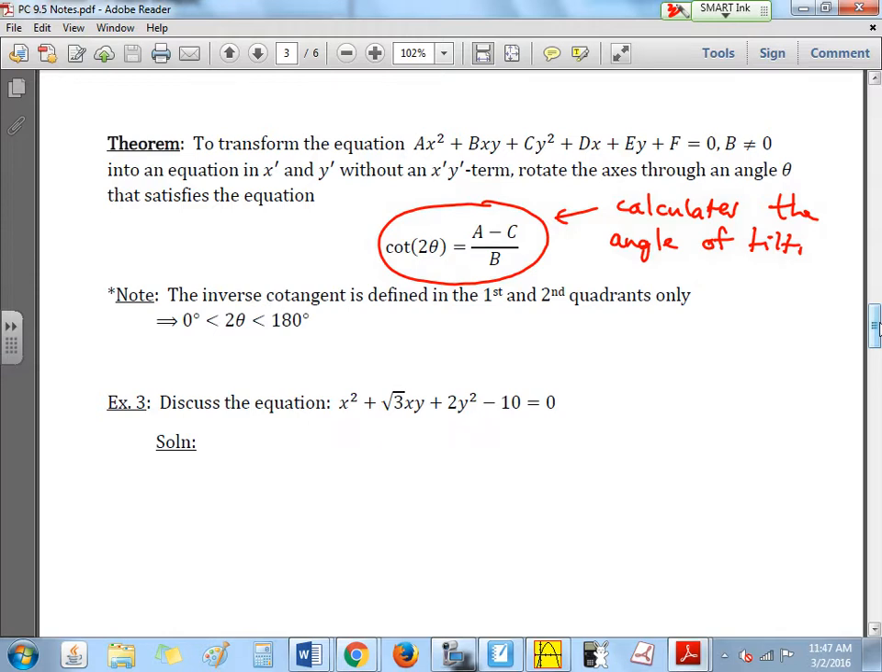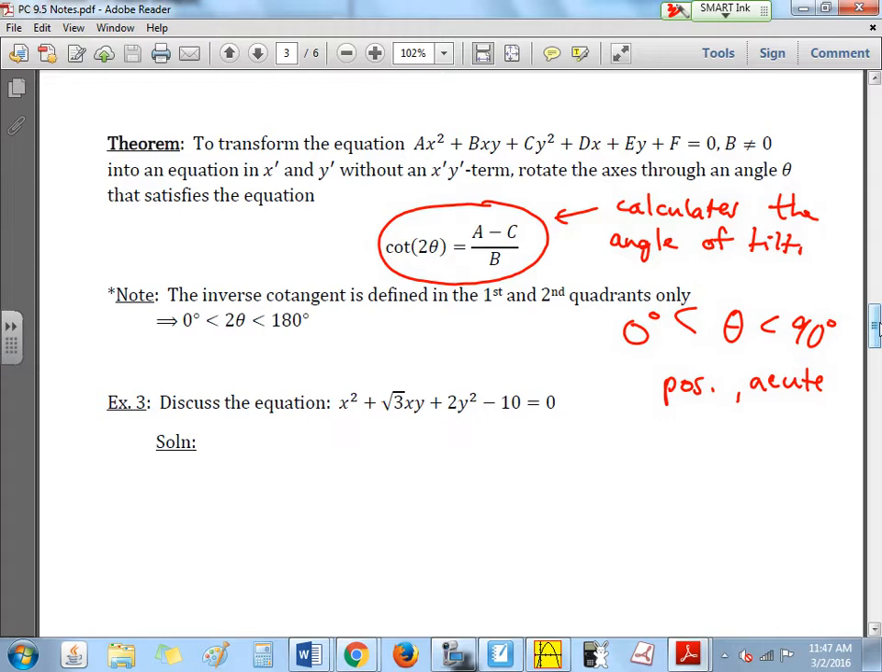In other words, your answers will always, always, always come out positive and acute. Positive meaning greater than 0, acute meaning less than 90. Wonderful. So this is a great little bully analyst, and that's his job. He'll tell you how much tilt is going on, just using A, B, and C. So we use b squared minus 4ac to figure out what kind of conic it is. We use cot 2 theta equals (a minus c) over b to figure out just how tilted our conic is.